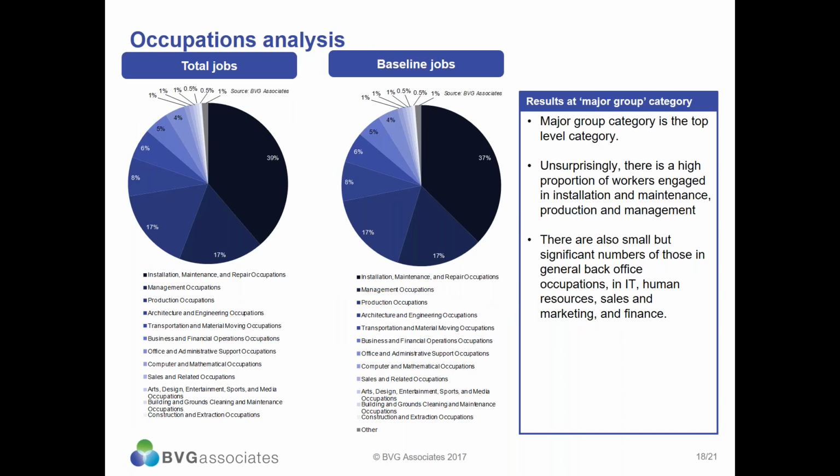I'm not going to go through a lot of detail, because if you look through the report, you'll see I've got lots of pie charts like that, and you'll go crazy after a while. So very quickly, these are the total jobs here on the left, and the baseline jobs. And they don't look terribly different. The important thing is that this is looking at the standard occupational classification at the top there. You've got installation, maintenance, and repair occupations, management occupations, production occupations, engineering occupations, really pretty much as you'd expect in an industrial sector such as offshore wind.